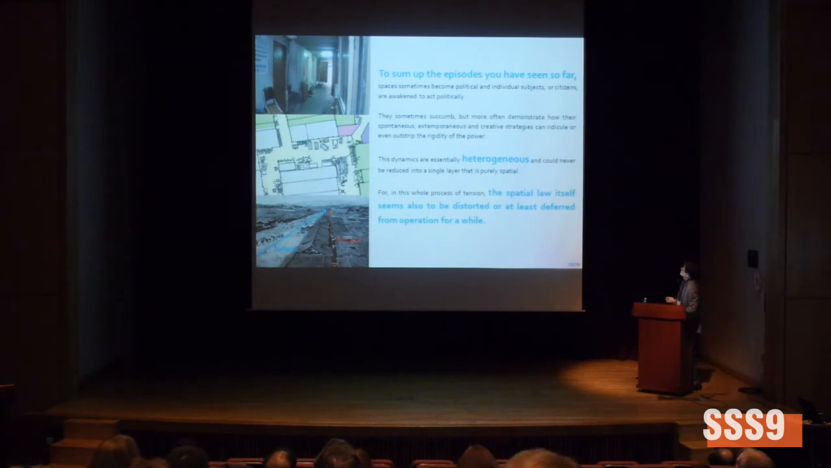To sum up the episodes that I've shown you, spaces sometimes become political and industrial, and individual subjects or citizens are awakened to act politically. They sometimes succumb, but more often demonstrate how their spontaneous or extemporaneous and creative strategies can ridicule or even outstrip the rigidity of power. The dynamics are essentially heterogeneous and could never be reduced into a single layer that is purely spatial. For in this whole process of contention, the spatial law itself seems also to be distorted, or at least deferred from operation for a while.